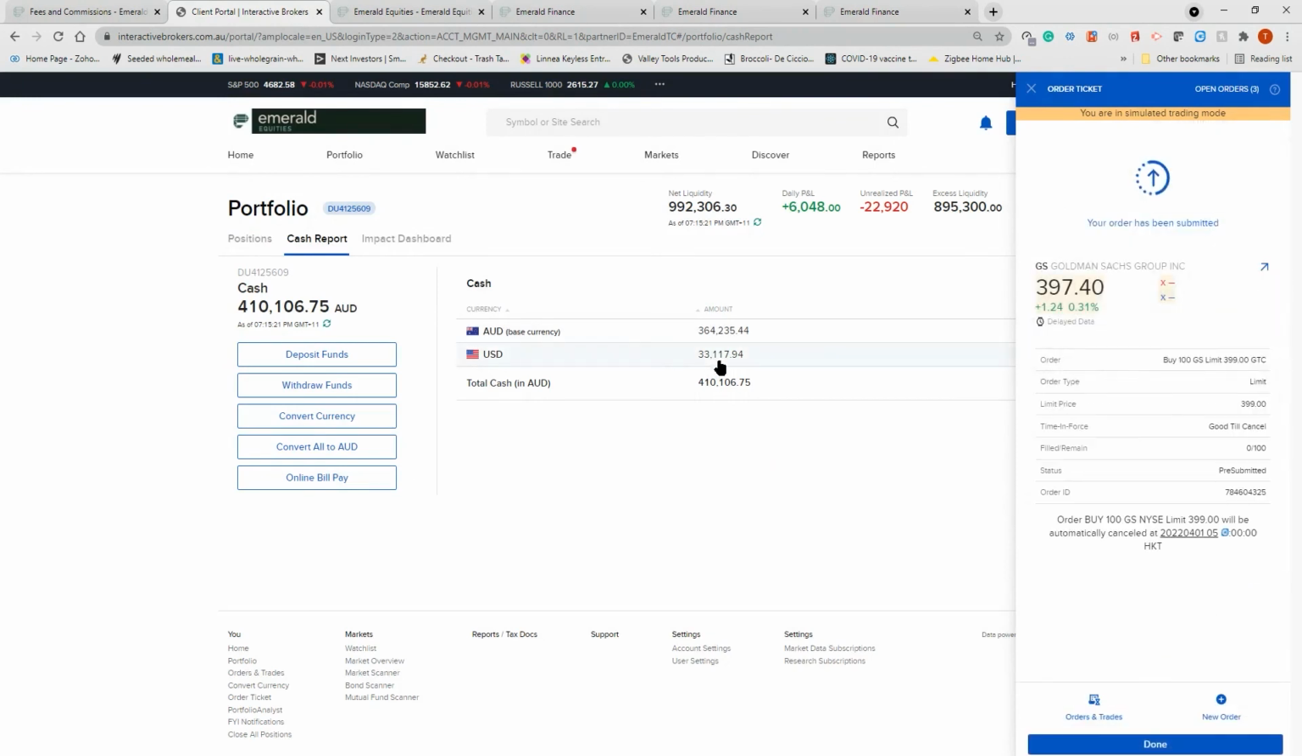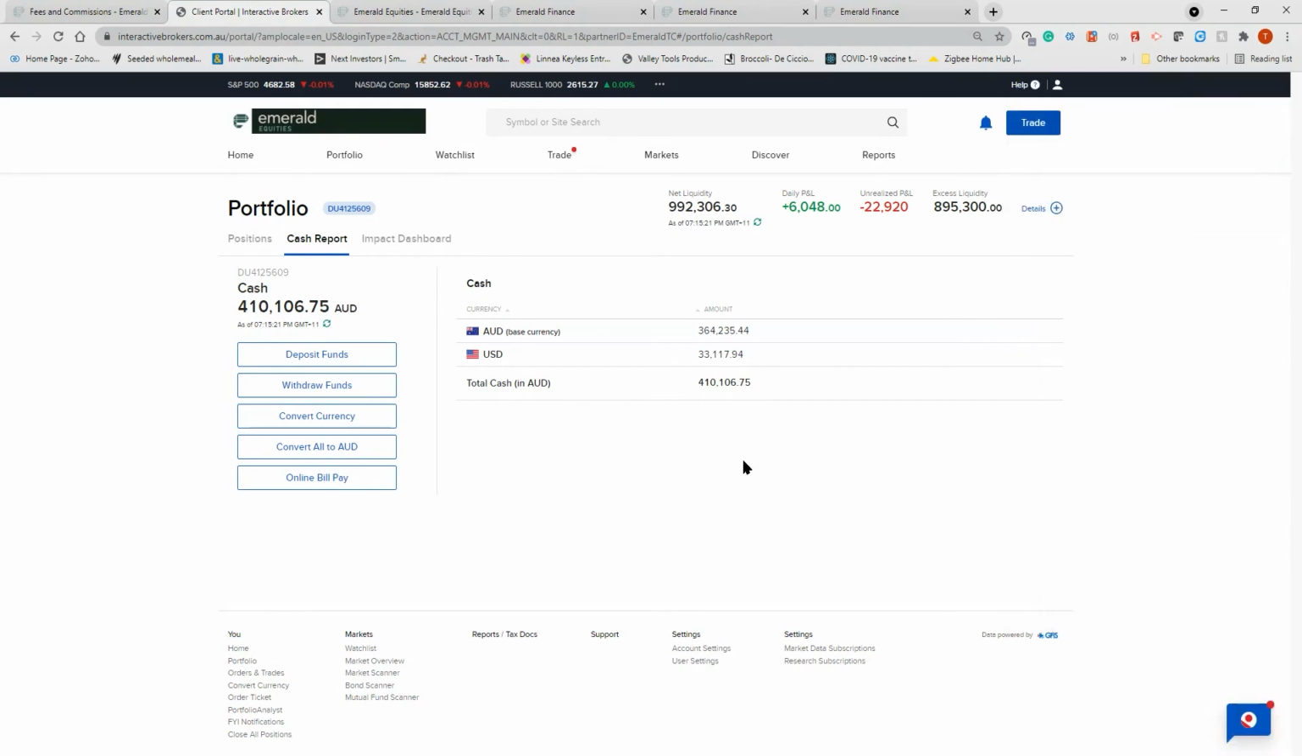I so happen to have 33,000 there. But when this order's done tonight, whatever it doesn't have in USD, it automatically goes and grabs the currency at the time and converts enough to fill the trade. That's how simple it is. You do not have to worry about currency conversion.